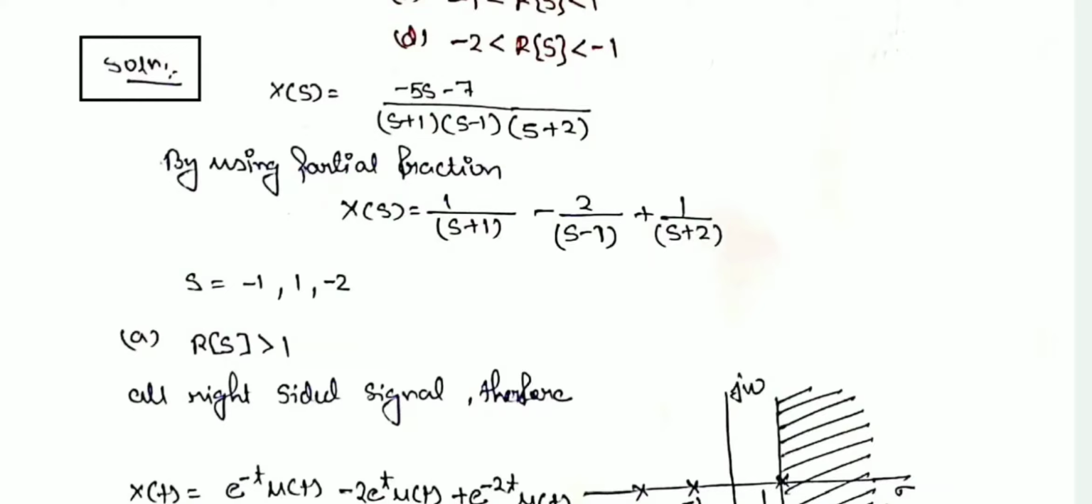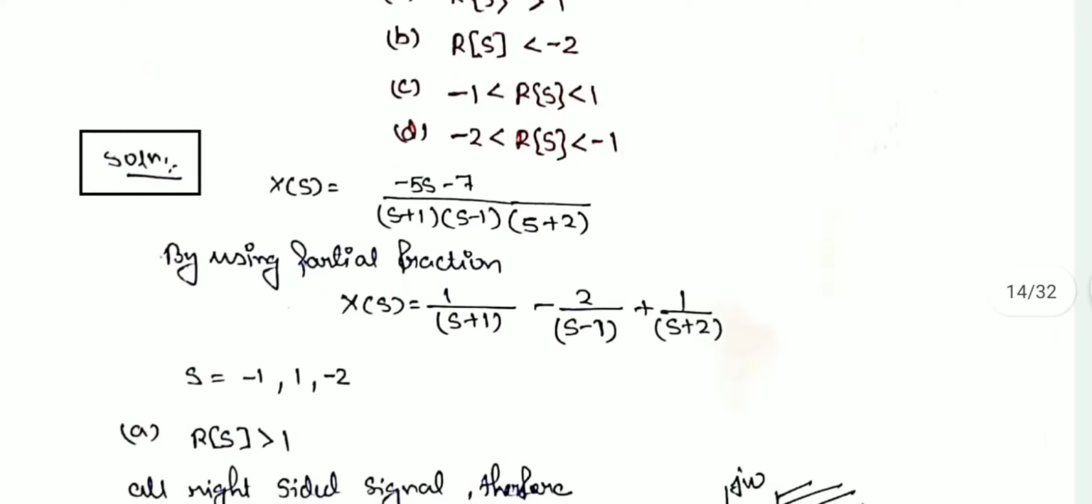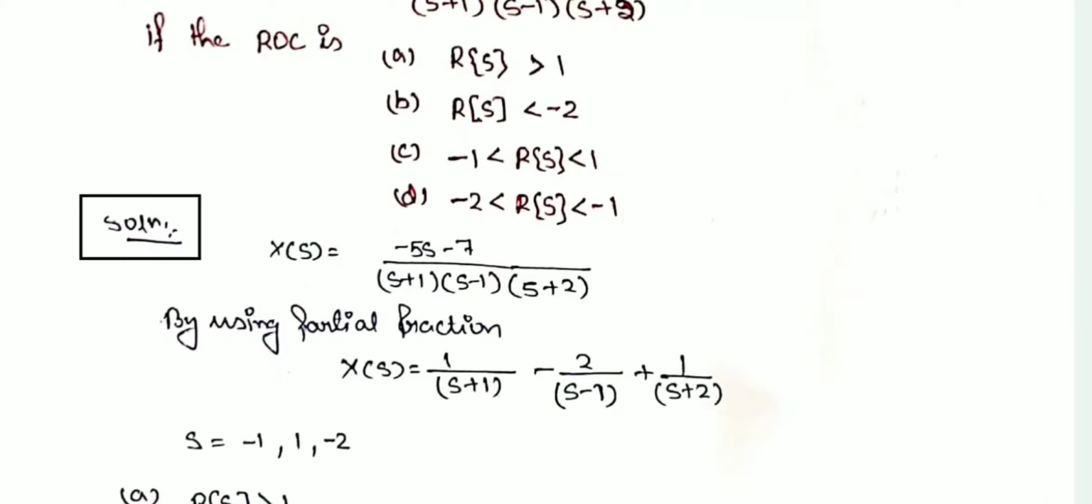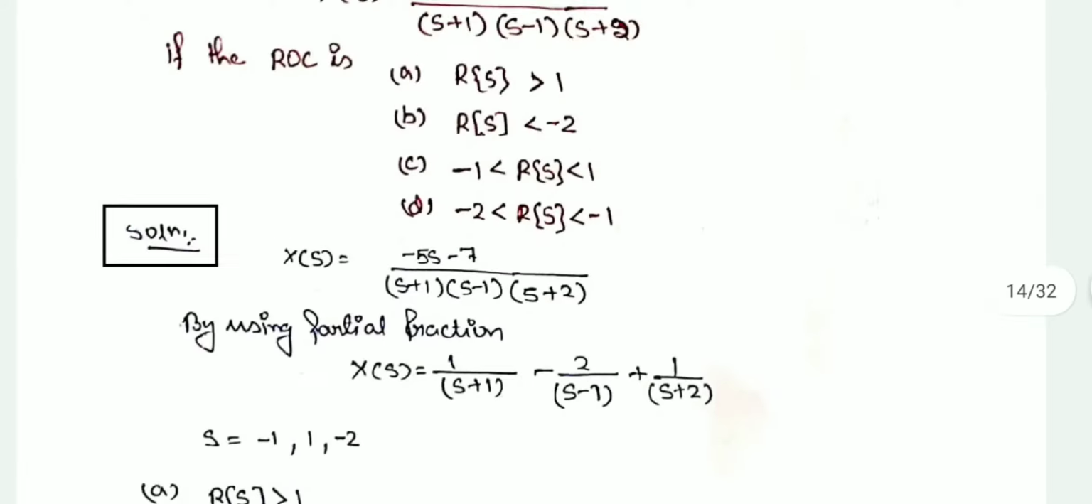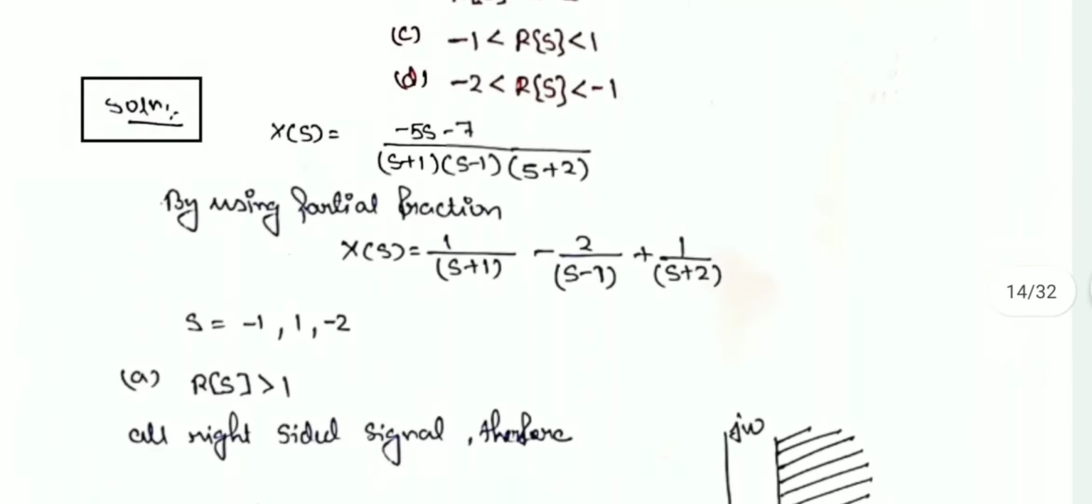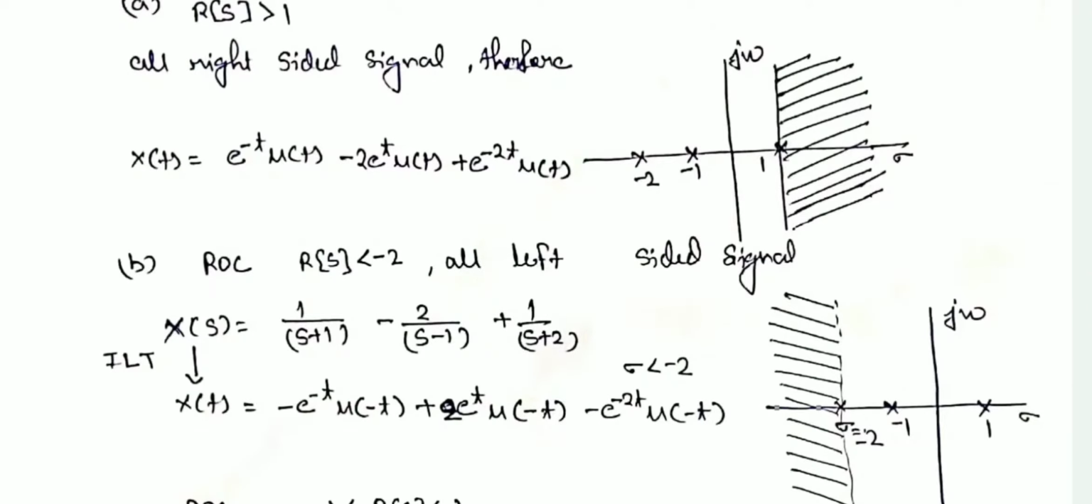In the first question, it asks for the inverse Laplace transform if the common ROC of all the signals is greater than 1. Therefore, in the first case, the common ROC is when the real part of s, or sigma, is greater than 1. Then we plot it here.